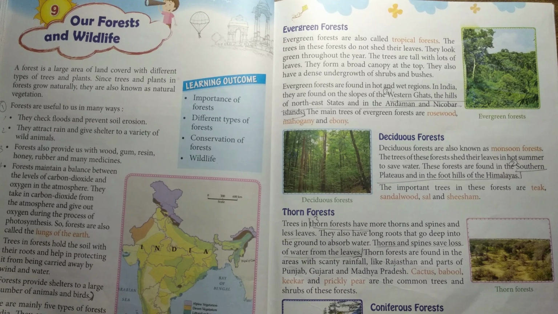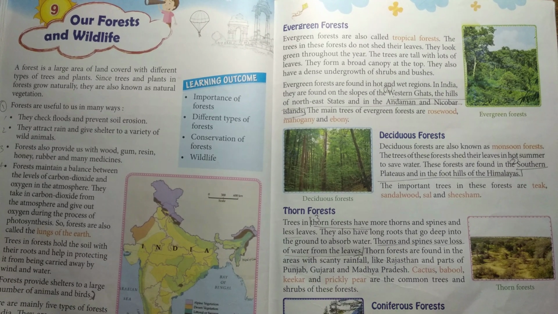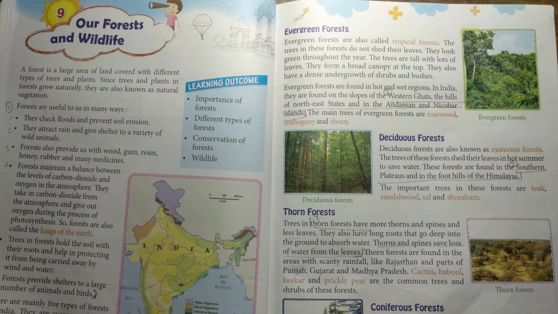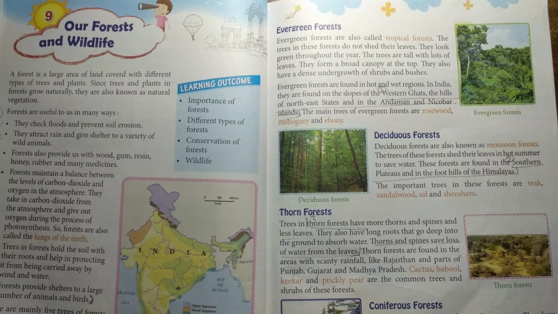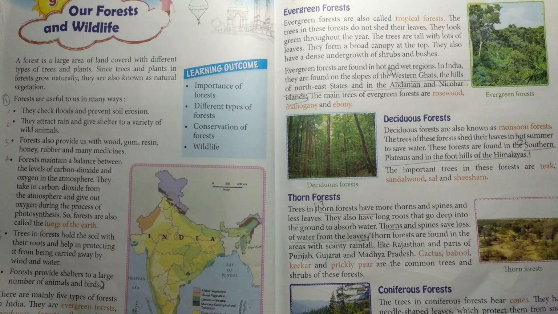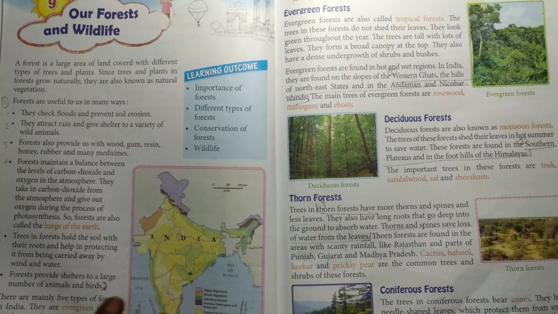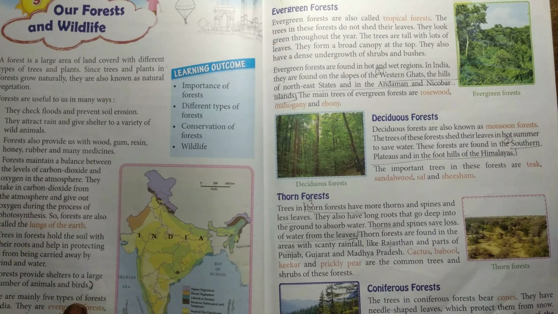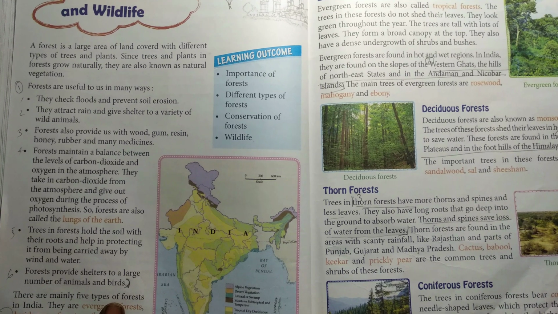All of you take out Social Science book, Chapter 9, Our Forest and Wildlife. A forest is a large area of land covered with different types of trees and plants. Since trees and plants in forests grow naturally, they are also known as natural vegetation.